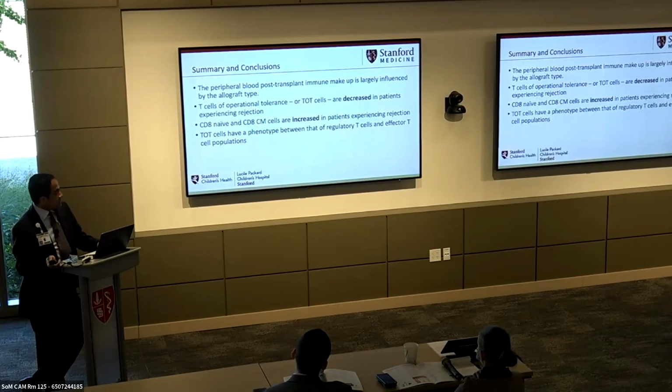So to summarize, I've shown you data indicating that the peripheral blood immune profile of an individual is largely dependent on the type of allograft that's received and not necessarily on graft health. But when we take these differences of allograft type into account, we actually see three populations that emerge as differentially expressed between patients with stable graft function and those experiencing rejection. In particular, the CD8 central memory and the CD8 naive cells, as well as the TOT cells. And these TOT cells have a phenotype that is somewhere between that of an effector T cell population and that of a regulatory T cell population.